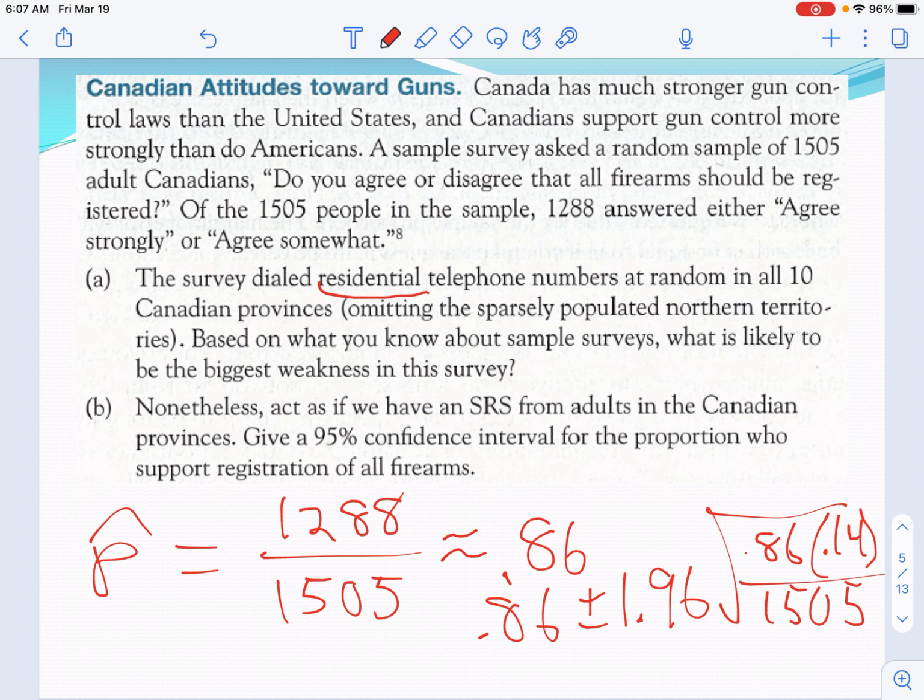When you have this all worked out, you're going to get a 95% confidence interval that ranges from 0.842 to 0.878, with some rounding. Again, our interpretation: we are 95% confident that the true proportion of adult Canadians who feel strongly or somewhat agree that there should be a national registration for firearms in Canada lies between 84.2% and 87.8%.